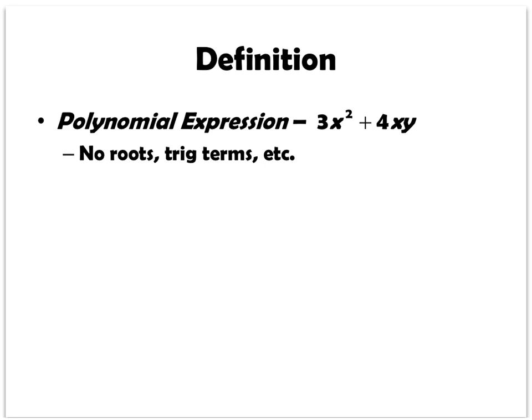So what's important to note here is that what we have is a number times a variable plus a number times a variable and nothing else. There's no square roots, there's no trig terms. We're not dividing variables, there's nothing involved there. It's just a number times a variable plus a number times a variable.